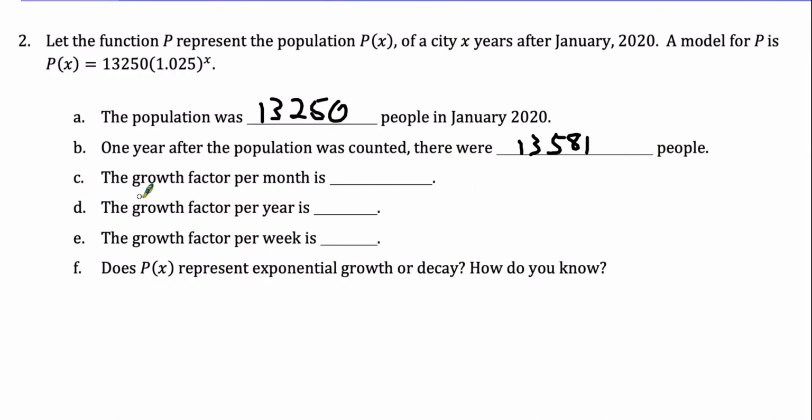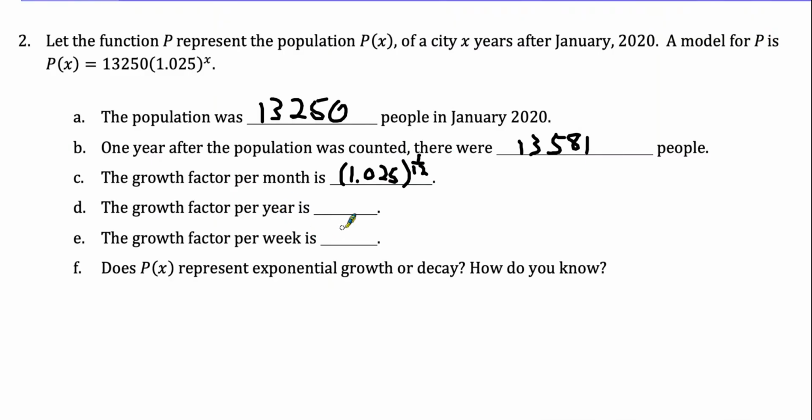Now, C, D, and E just ask for growth factors, not a whole population. So, per month, well, if this growth factor, 1.025, is in years, if I want to convert that to months, I need to raise that to the 1/12 power, because there are 12 months in a year. So if I'm converting something from years to months, I would raise that to the 1/12 power. Now, if we put this in the calculator, we're going to get a not so nice looking decimal. So I'm just going to leave this as my exact answer, 1.025 to the 1/12 power.